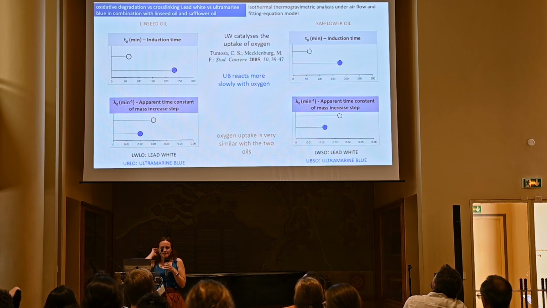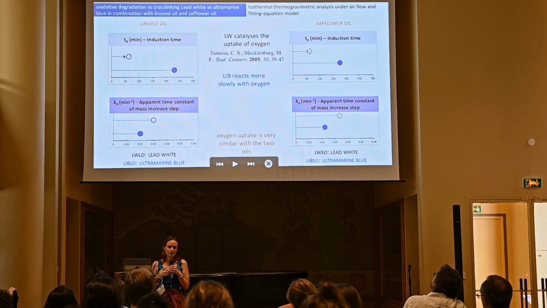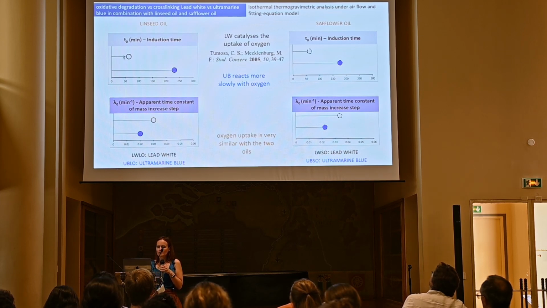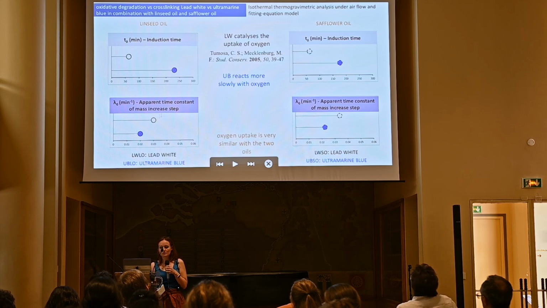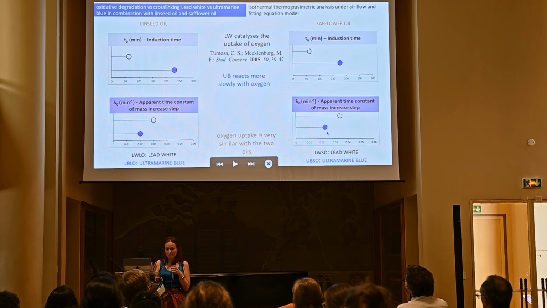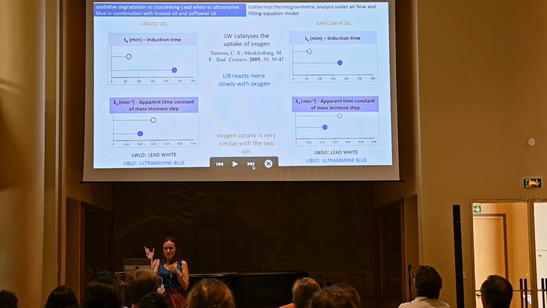We can see that lead white catalyzes the oxygen uptake. This is known already from the literature, it is a catalyzer. But we can also see that ultramarine blue reacts more slowly than lead white paint. There is no significant difference in the speed of reaction once the oxygen uptake is established between the two different oils.